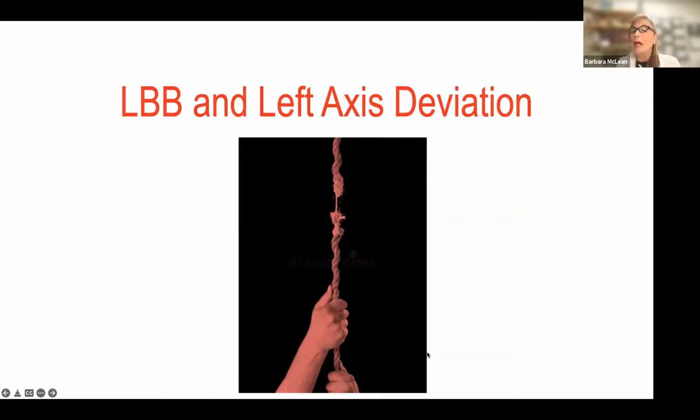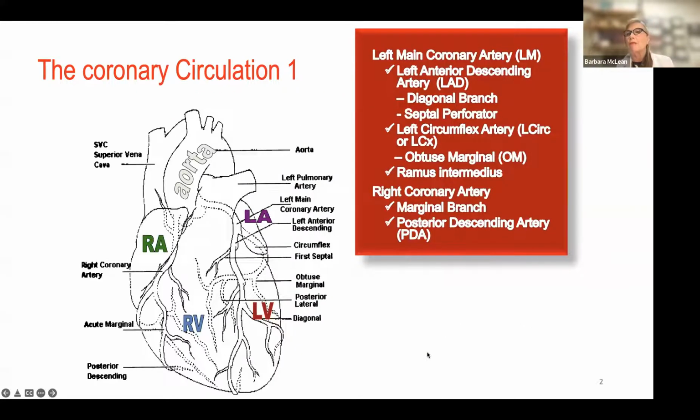All right, so left bundle branch block and left axis deviation. A few things we always have to review whenever we're going to have any discussion about the myocardium, the electrical activation, the mechanical response, is we always want to remind ourselves about this beautiful, incredible coronary circulation. We have two major branches, the right coronary artery, which comes off of the right cusp of the aorta, responsible primarily for the inferior wall of the left ventricle, the right ventricle, and in most situations, the posterior component of both right and left ventricle.